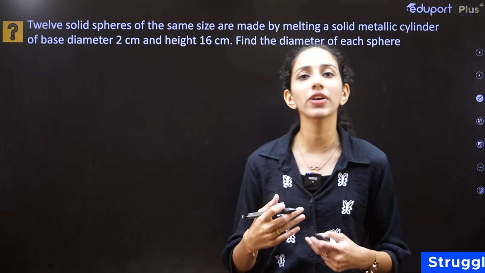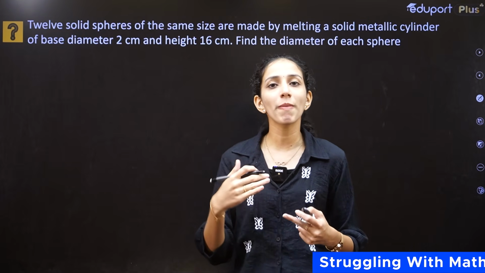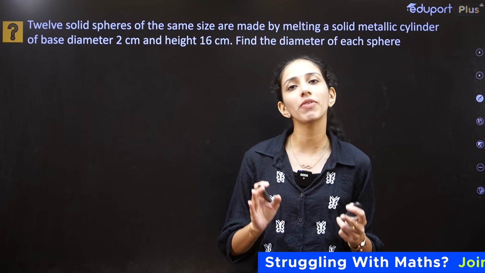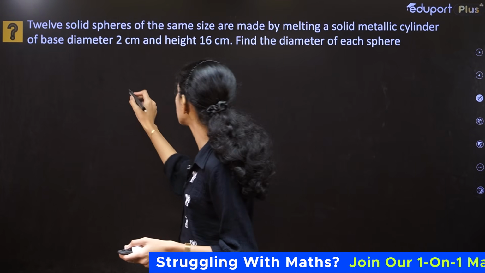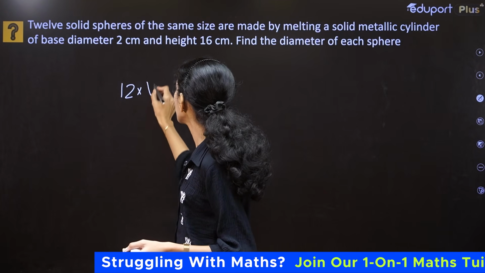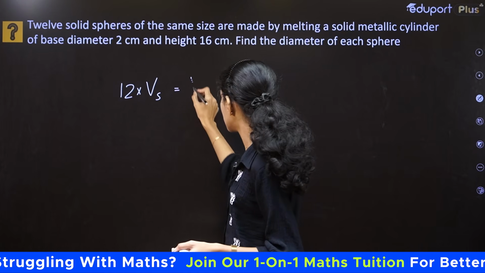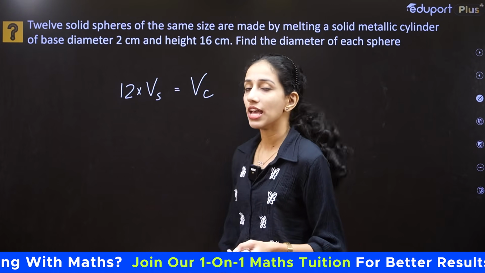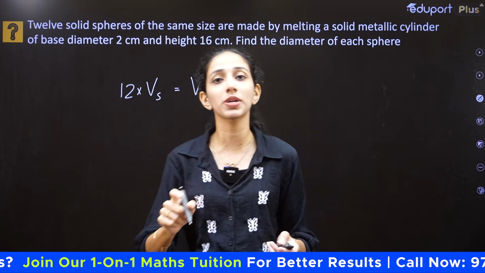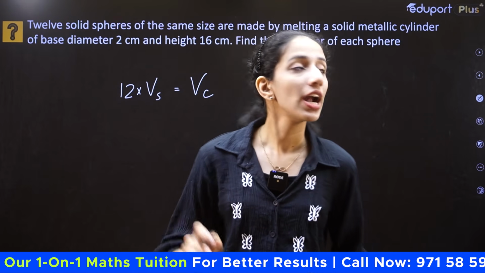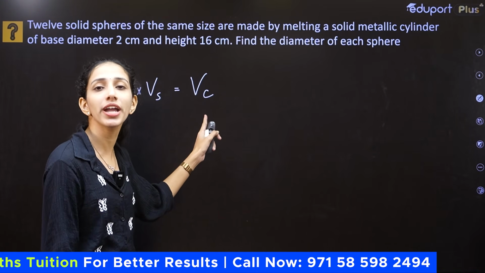So here we have a melting problem. What will be the relation here? If you melt a thing into another shape, the volume will always be equal. So the volume of these 12 solid spheres, 12 into volume of this sphere, is equal to the volume of our metallic cylinder. We don't know the volume of each sphere. If you get the volume of each sphere, it is very easy to find the diameter of each sphere. But we can find the volume of the cylinder.